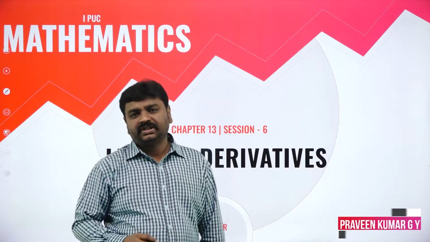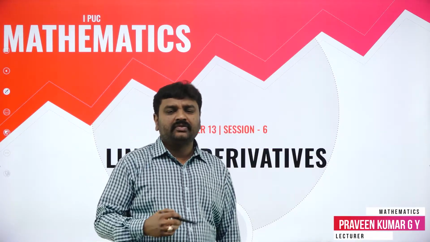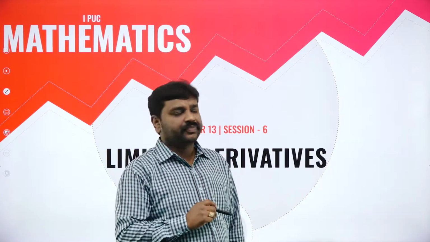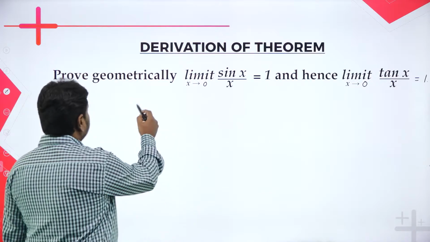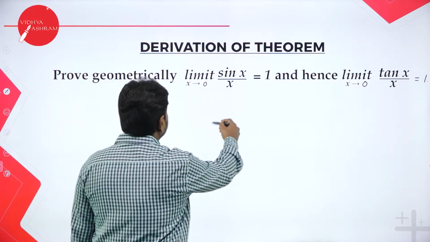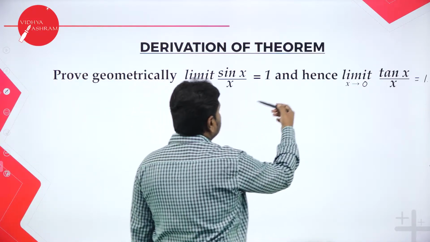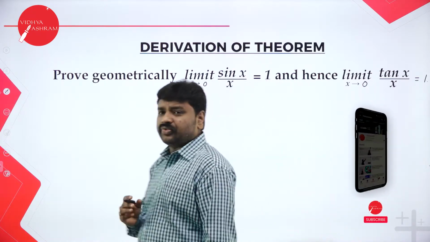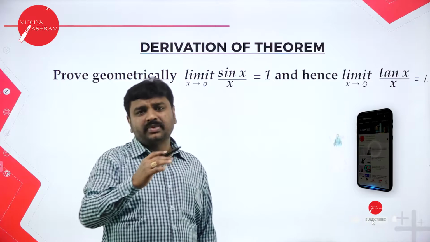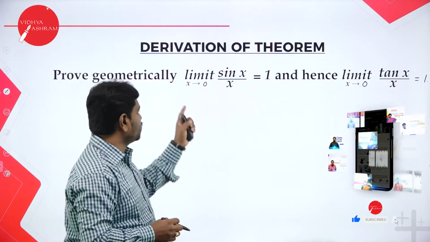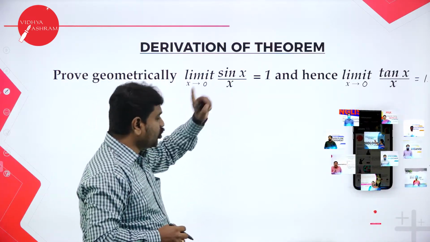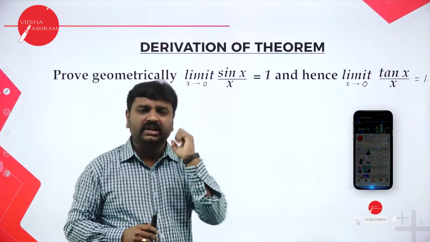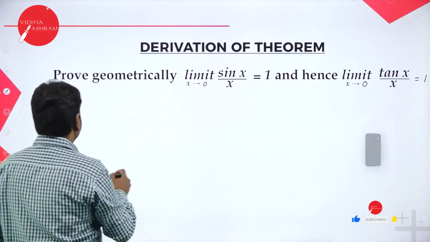Welcome to the session, dear students. Today we'll go ahead with limits, derivation of theorems. So now prove geometrically limit x tends to 0, sin x by x equal to 1, and hence limit x tends to 0, tan x by x equal to 1. Suppose in the place of x, if you put 0, sin 0 by 0, you know sin 0 is 0, so 0 by 0 is not defined. So what we should do, we have to prove geometrically.